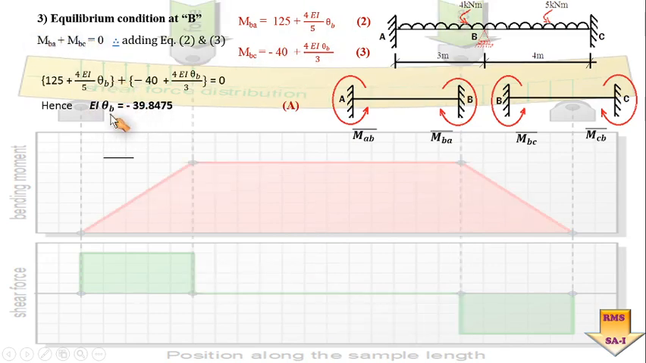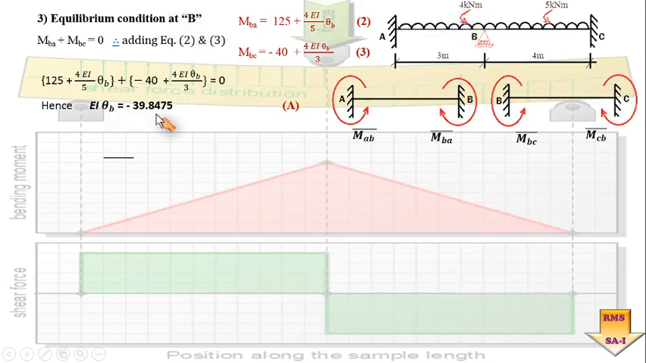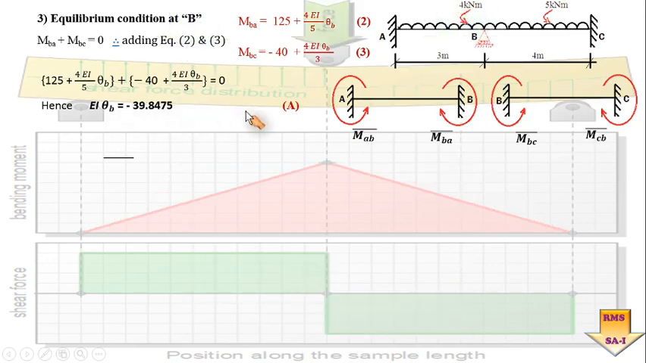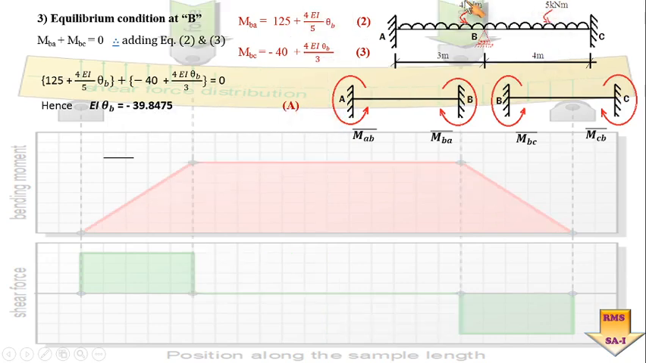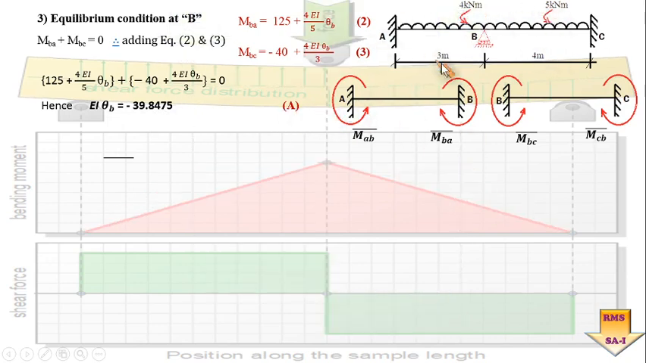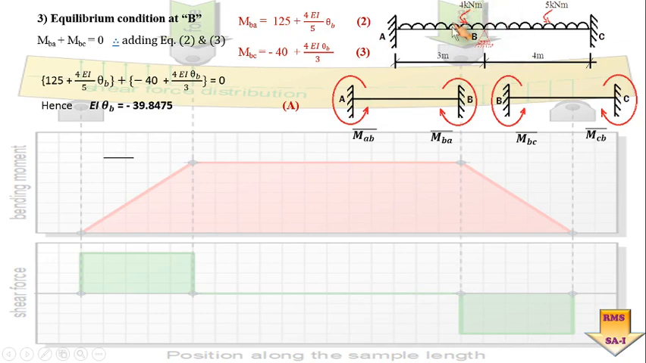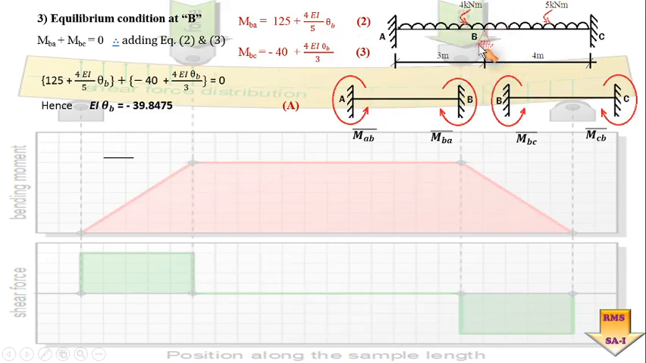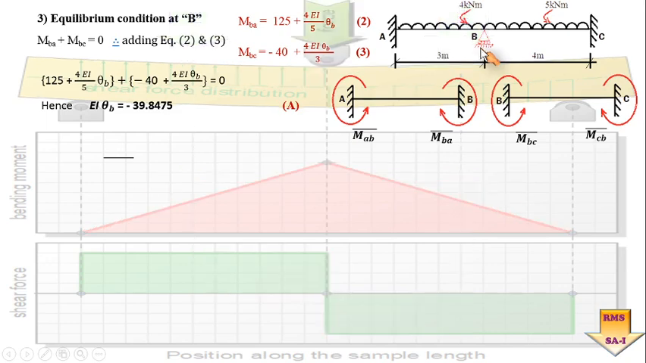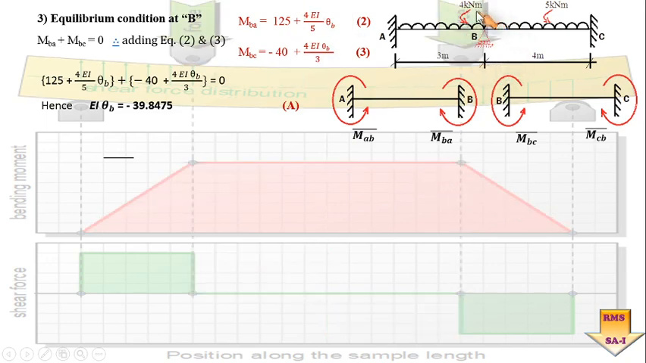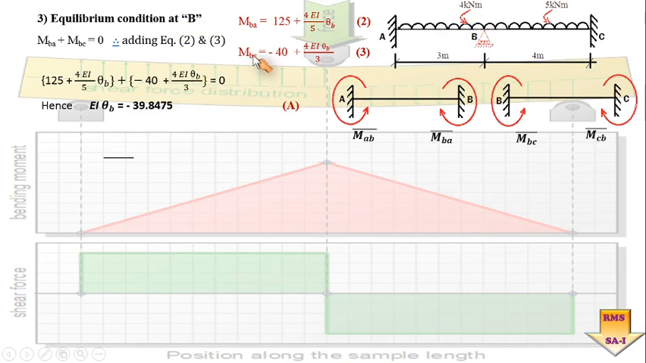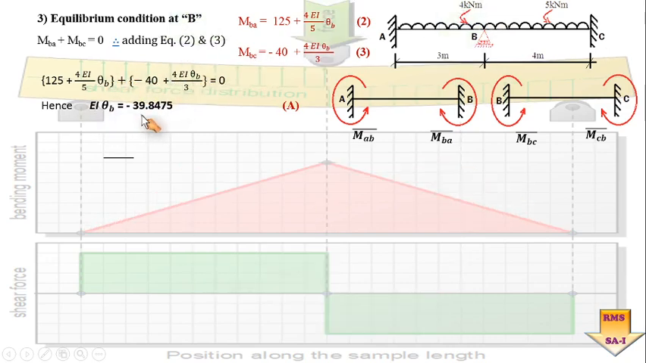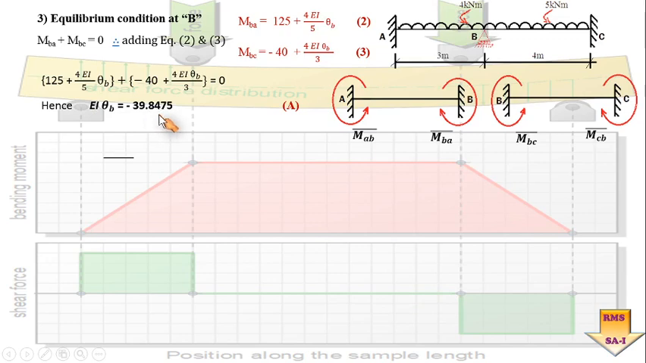After putting equation number 2 and 3 in this equation, we have simplified and got a value of EI theta B equal to minus 39.8475. So calling this equation number A. In this problem also there is only one unknown, or one displacement, happening about point B because of the simple support, that is the roller. Is it okay? That displacement we have worked out by the set of simultaneous equations, and that value we have got: EI theta B is equal to minus 39.84.